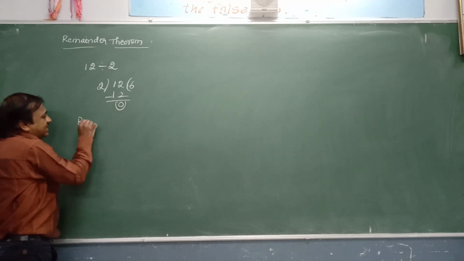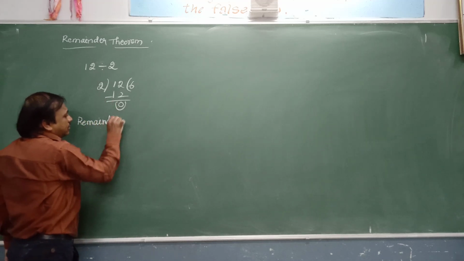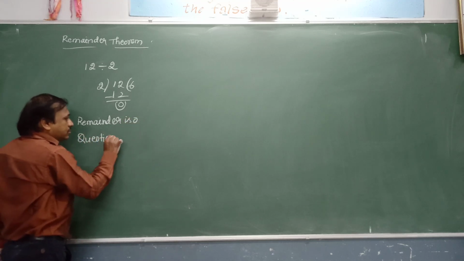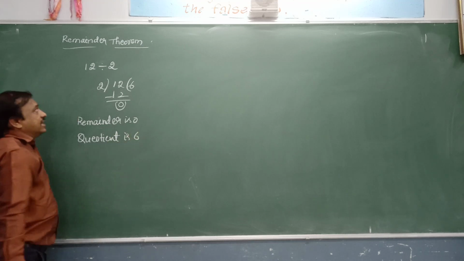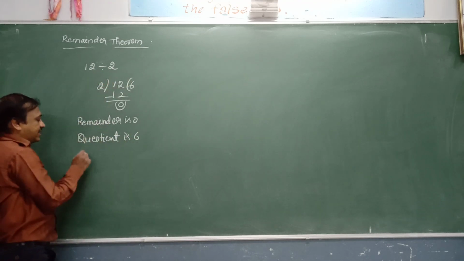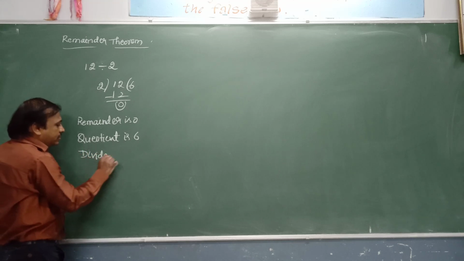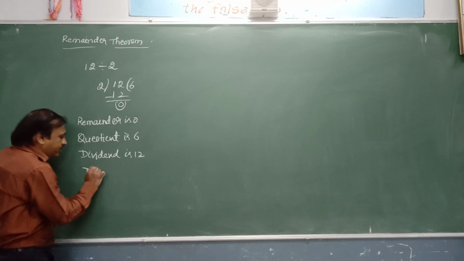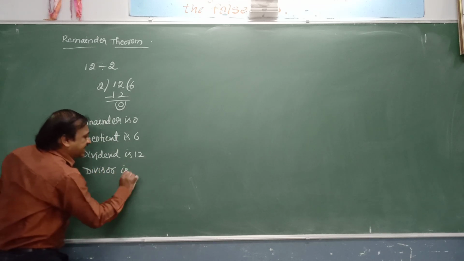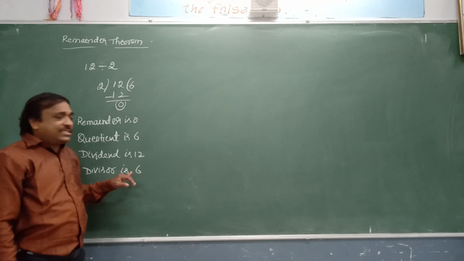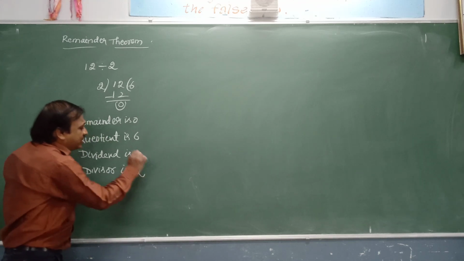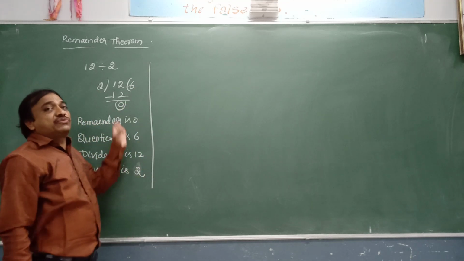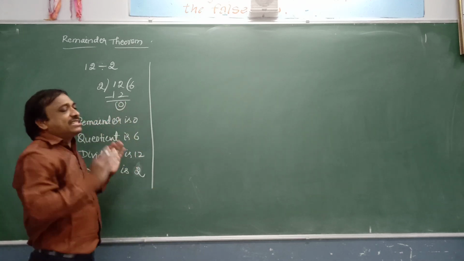Here, remainder is 0 and quotient is 6. Dividend is 12 and divisor is 2.